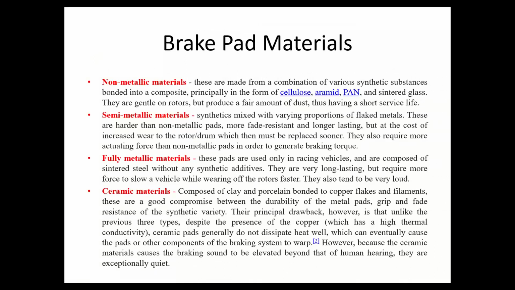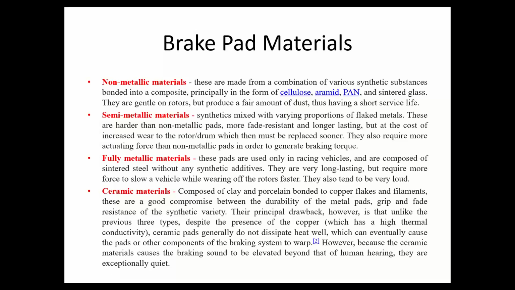So coming to the next topic, brake pad materials. So what are the different materials used for brake pad? Right. So first, in some cases, non-metallic materials are used. These are the combination of various synthetic substances, maybe sometimes composite materials. So different types of materials are bonded, principally in the form of cellulose or aramid or PAN, etc., and sintered glass. They are gentle on rotors but produce a fair amount of dust.